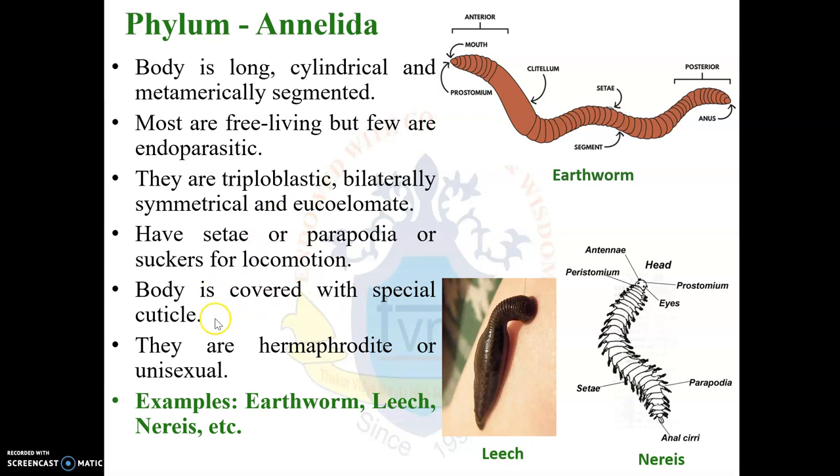The body is covered with a special cuticle. They are hermaphrodite or unisexual. Examples are earthworm, leech and Nereis, etc. All these examples are shown over here in this picture.